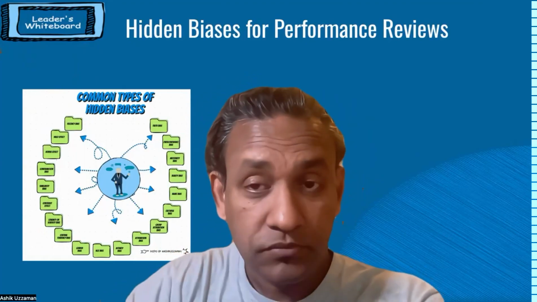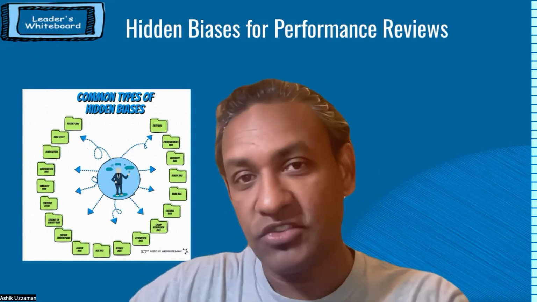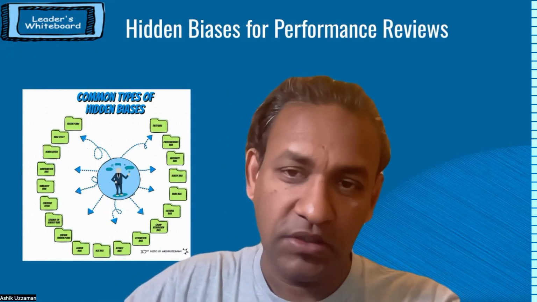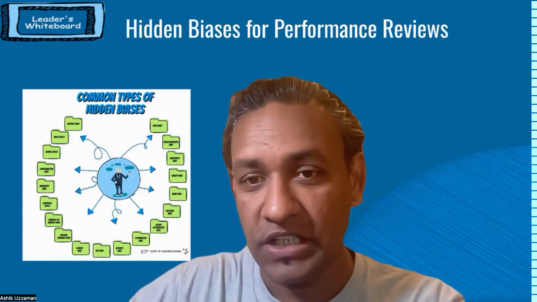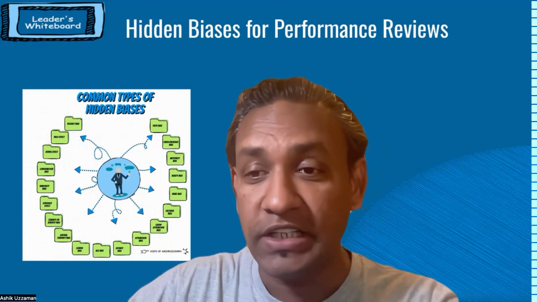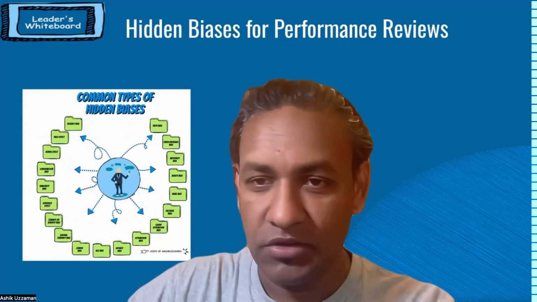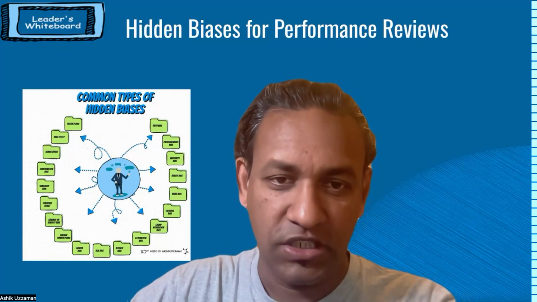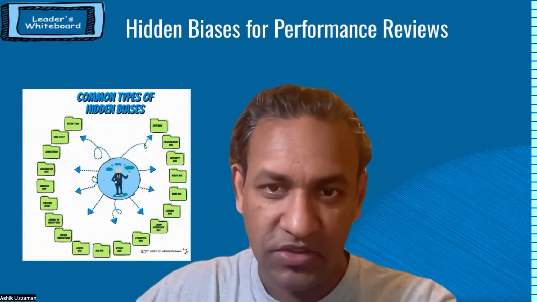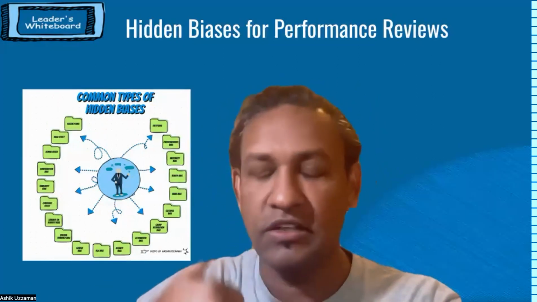Number three, Horn's effect. What is that? Horn's effect is actually the opposite of halo effect. This is just the negative part of it, allowing a negative overall impression to negatively influence assessments of specific traits or behaviors. So halo effect is you put more positive evaluation based on an impression of a person rather than just the task. Horn's effect is the negative.